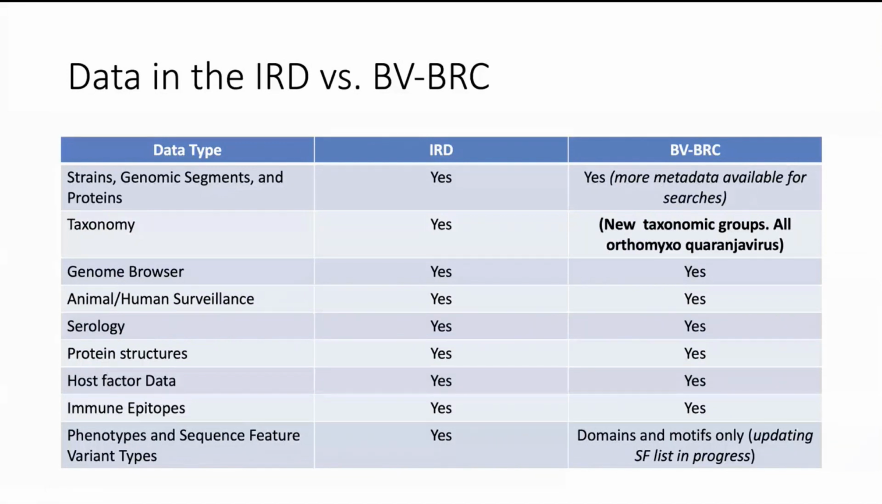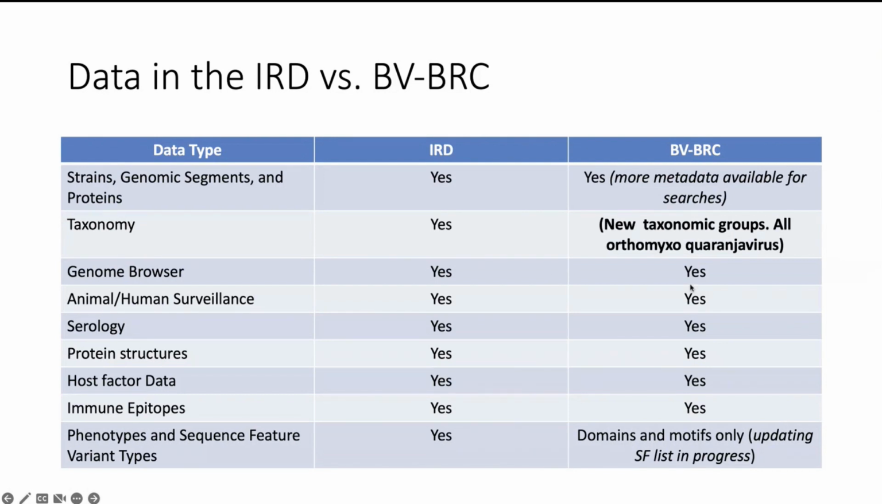Basically, pretty much all of the data that was available in IRD has been migrated over to the BV-BRC, whether it's strains or genomic segments. The one thing that I did point out that was new was the taxonomy. So we include all taxonomic groups, including things like coronavirus and the entire Orthomyxovirus family, rather than just influenza.